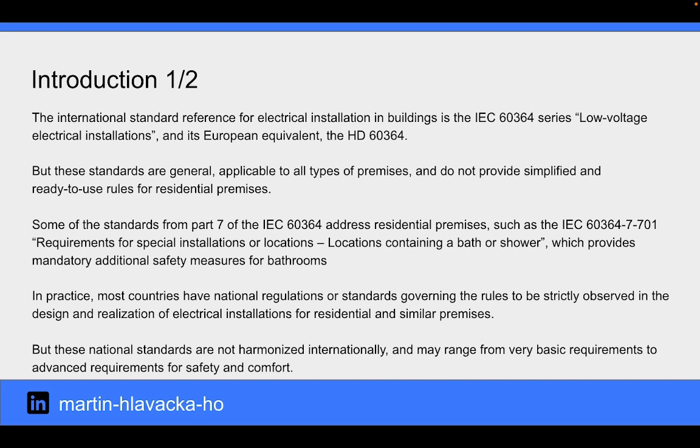Some of the standards from Part 7 of the IEC 60364 address residential premises, such as the IEC 60364-7-701, requirements for special installations or locations containing a bath or shower, which provides mandatory additional safety measures for bathrooms.